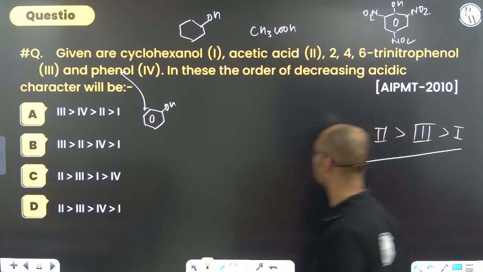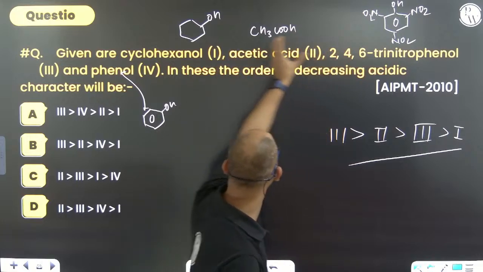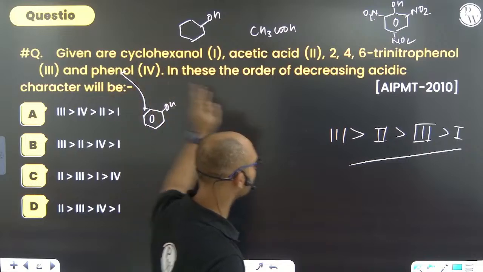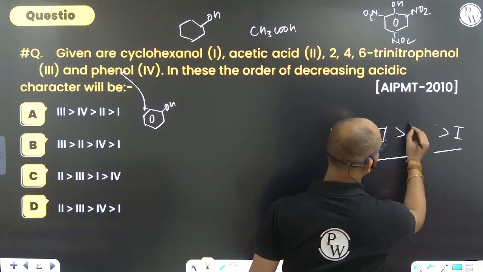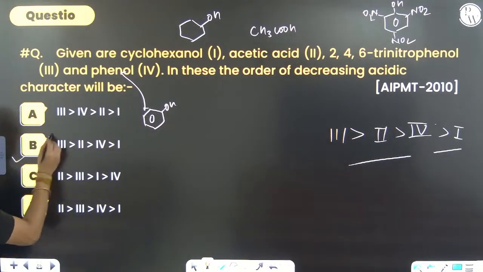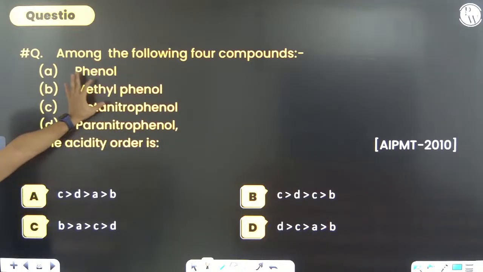So 3 is more than 2 is more than 4 is more than 1. 3, 2, 4, 1. 3, 2, 4, 1 is correct. Any doubt?